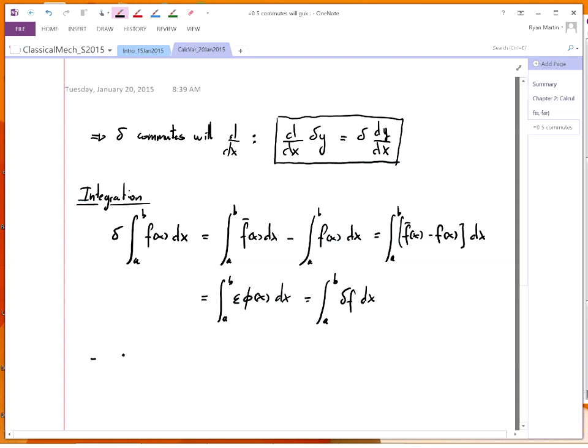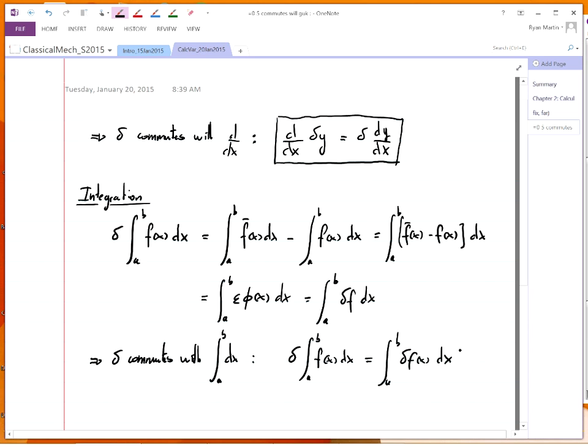So we have that the delta commutes with the integral with respect to x. So we have delta of the integral from a to b of f of x dx, that's equal to the integral from a to b of delta f of x dx.